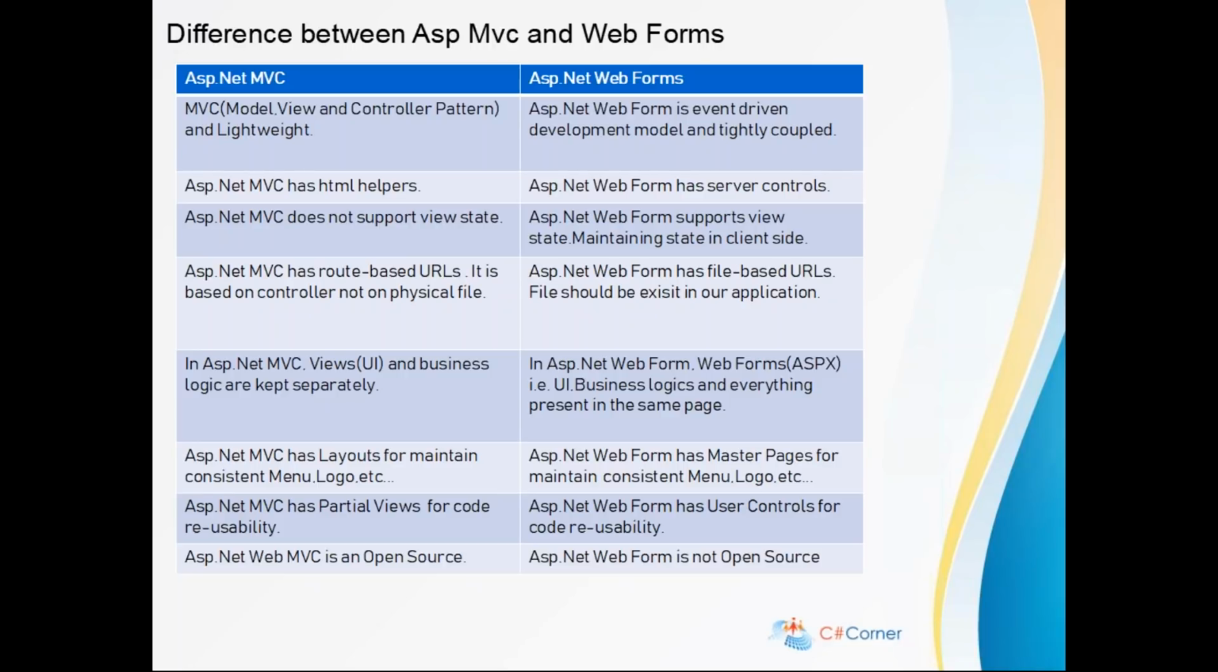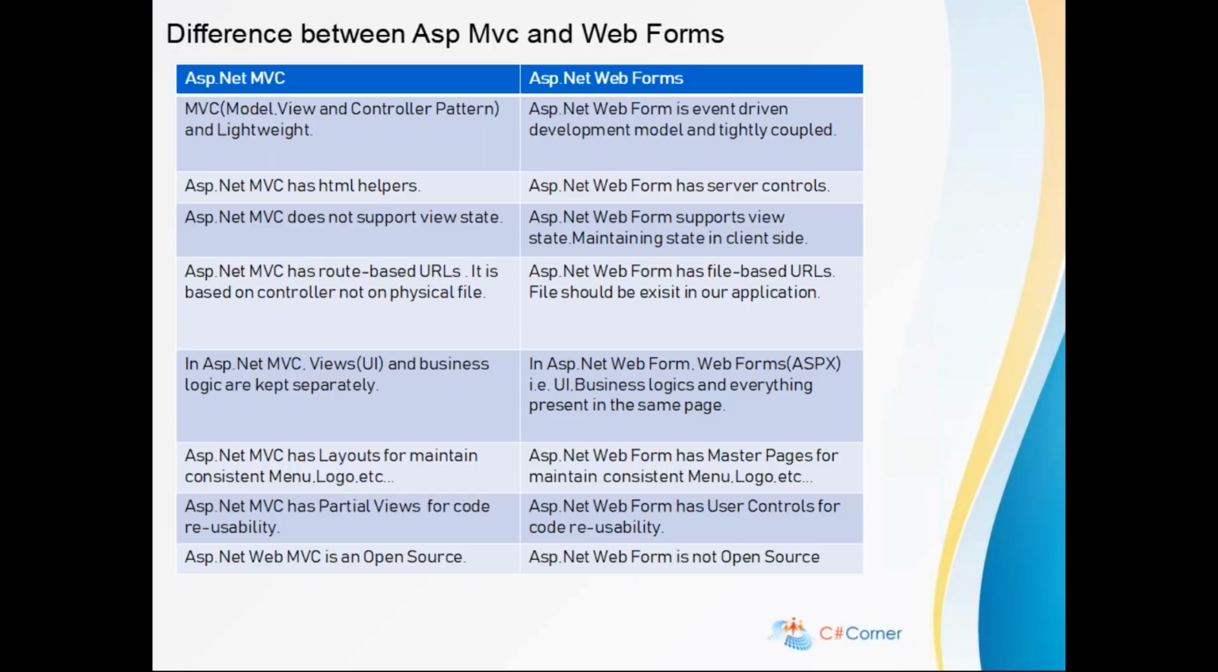ASP.NET MVC has HTML helpers, and in web forms we have server controls. In ASP.NET MVC we have only simple HTML elements. The Razor pages support writing an HTML tag using some predefined HTML helpers. But in web forms, we already have predefined controls. We can drag and drop them into our web form and use them. And ASP.NET MVC doesn't support view state, but web forms support view state on the client side.